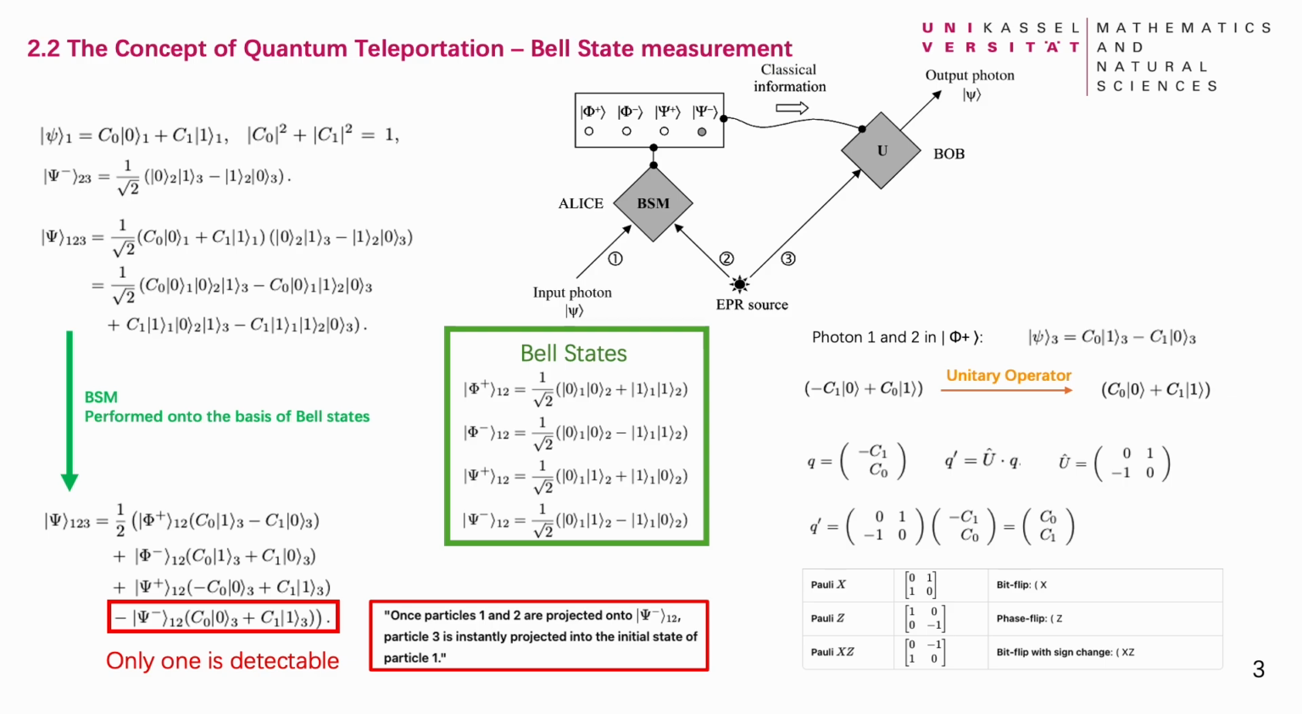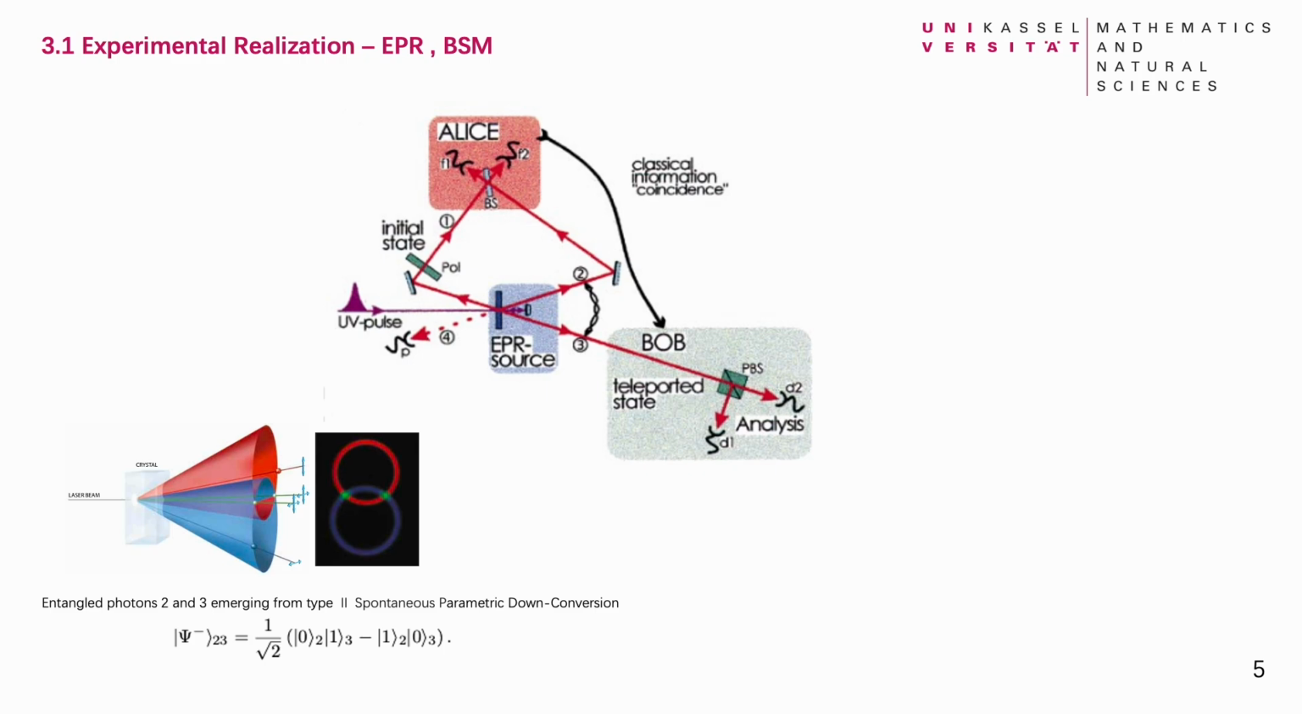The last Bell state is a special state. It's the only Bell state that can be detected. Right now, photon 3 is already in the original photon 1 state. In conclusion, once particles 1 and 2 are projected onto Psi-, photon 3 is instantly projected into the initial state of particle 1. Now let's look at the real experiment to see how the Psi minus can be detected and why it is the only one.